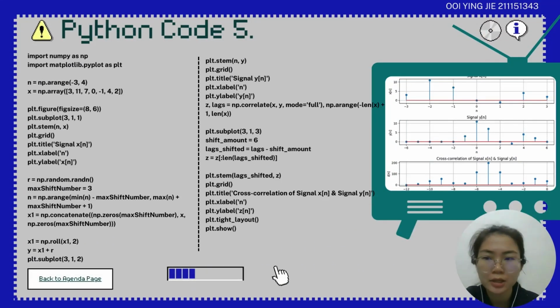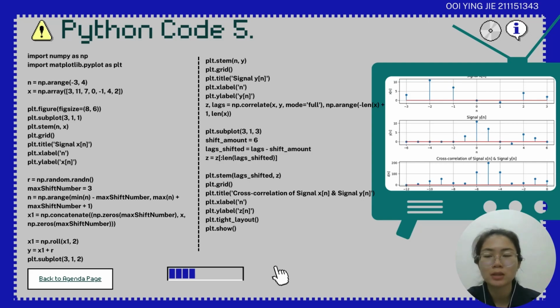Import necessary libraries: NumPy and Matplotlib pyplot. Create an array n to represent the range of the x-axis, and it spans from -3 to 3 in this Python code. Define an array X to represent the signal xn. This is your input signal with specific amplitudes at different time indices.